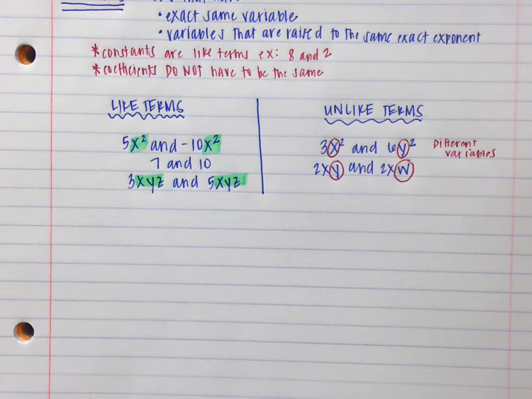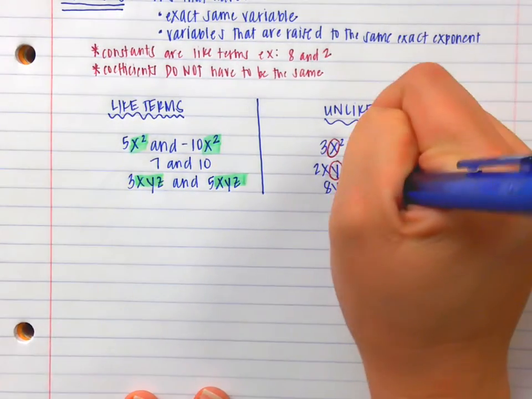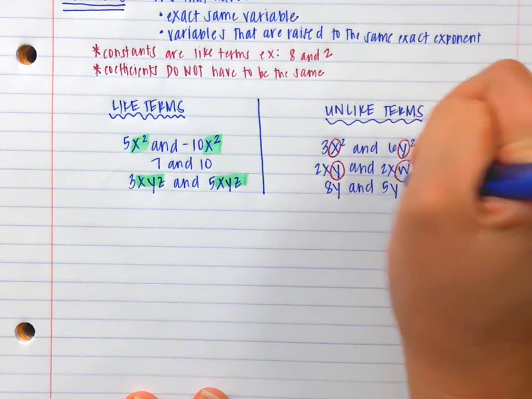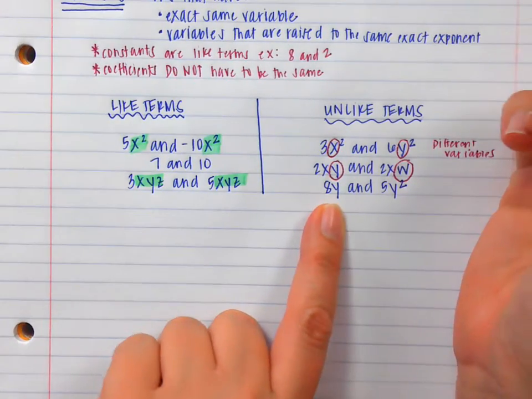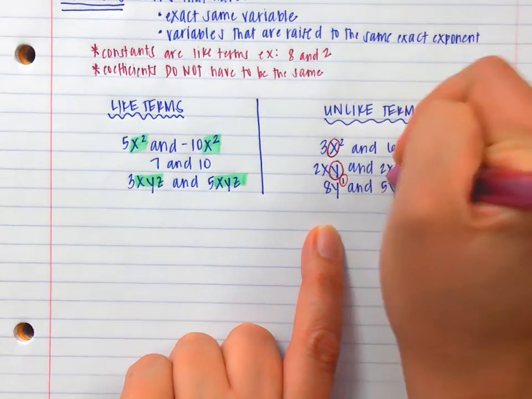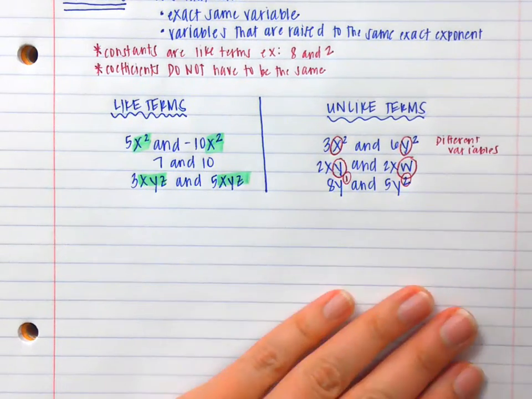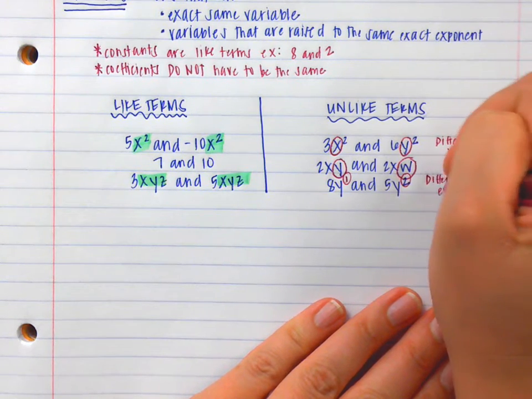Okay, let's look at one more example of unlike terms, and then we'll move on. So if I gave you 8y and 5y squared, those are not like terms. Those cannot be combined. Now, why? Okay, they both have a y. They both have the same variable, but their exponent is different. This has a 2. This doesn't have an exponent. Remember, whenever it doesn't have an exponent, we can assume that the exponent is 1. So with this one, it's different exponents. So remember, they have to have the same variable and the same exponent.